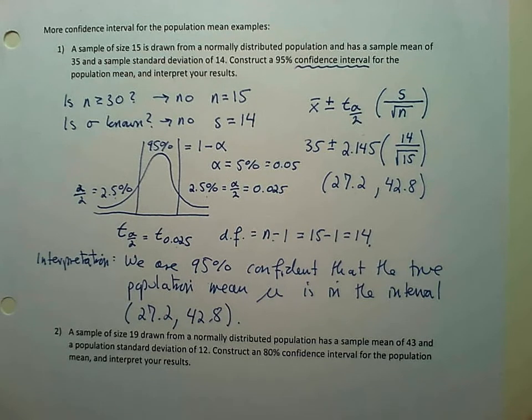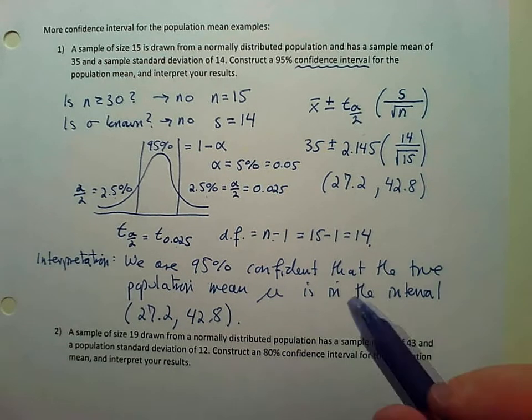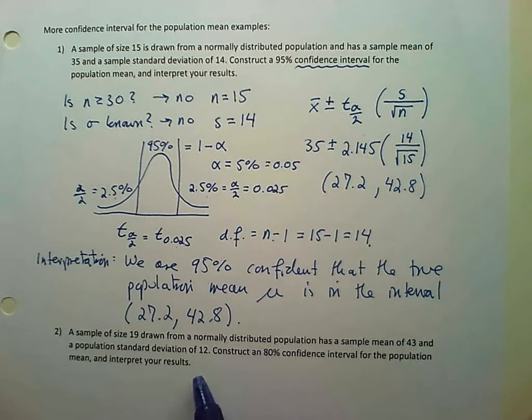Okay, in this lecture video, we're going to start off where we left off in the last lecture video, and that's with this second example in this section. So it says that a sample of size 19 drawn from a normally distributed population has a sample mean of 43 and a population standard deviation of 12. Construct an 80% confidence interval for the population mean and interpret your results.